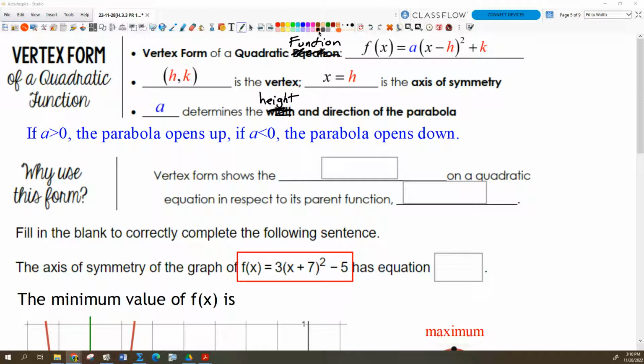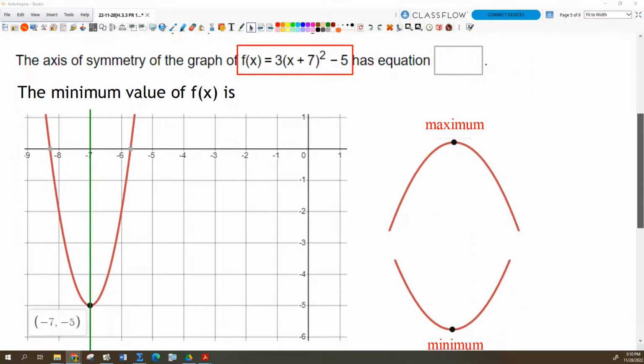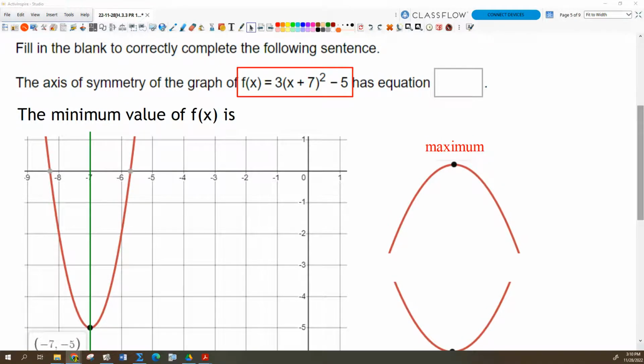And remember, if A is positive, the parabola is opening up. If it's negative, it's opening down because it's been reflected, right? Vertex form really just shows us the vertex of a quadratic function as compared to its parent function, f of x equals x squared, okay? So let's look at an example down here then. We've got this function f of x. What are the coordinates of the vertex of that function?